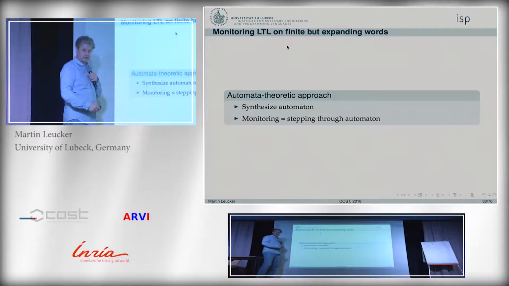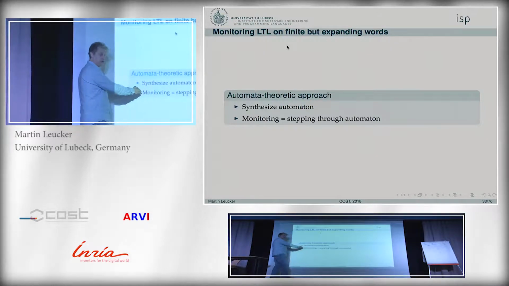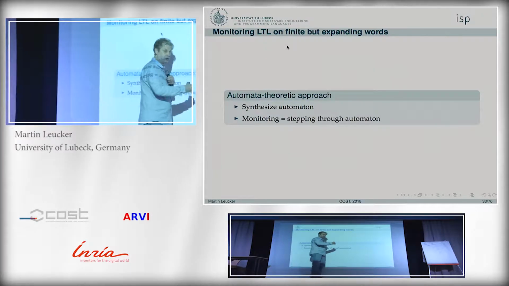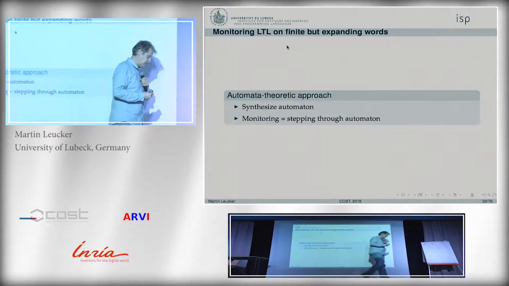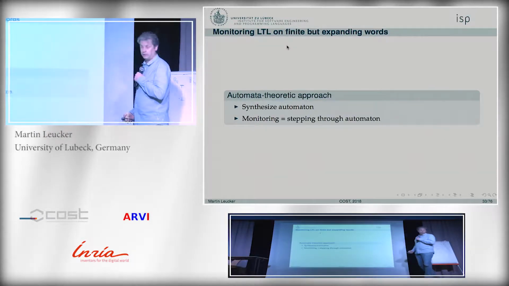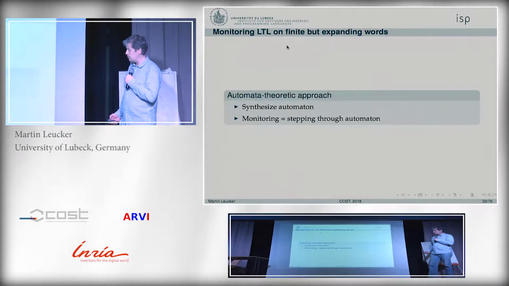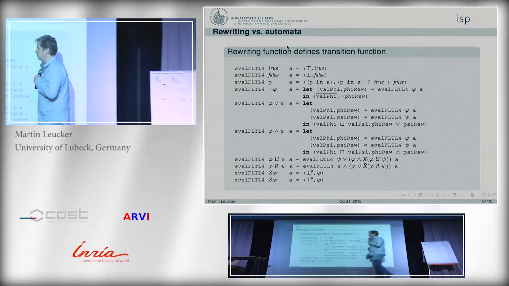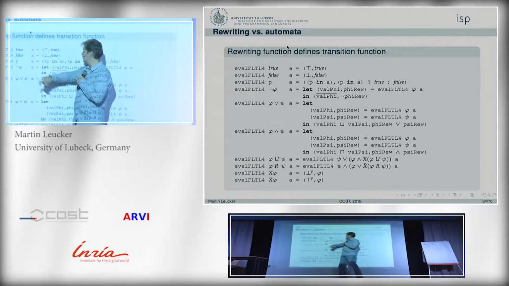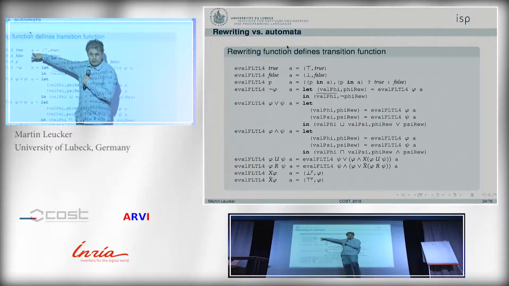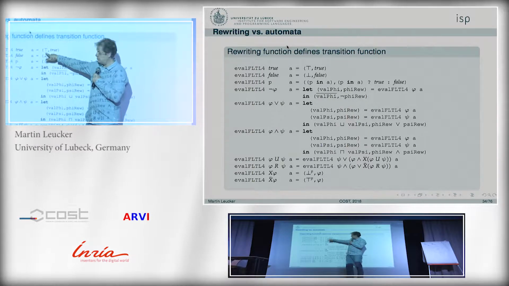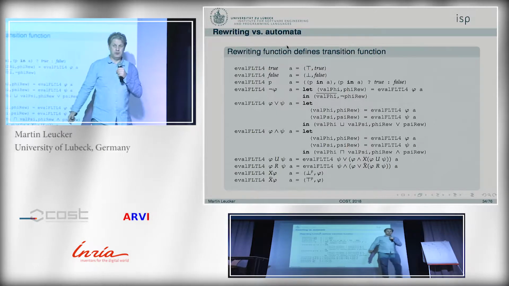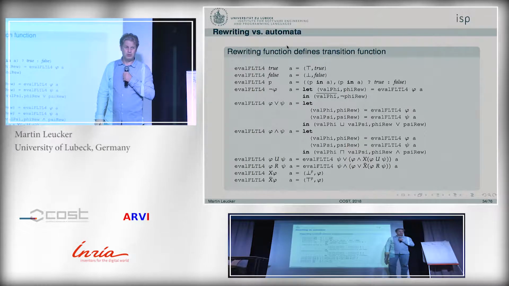So what is the automaton-theoretic approach? Well, we synthesize an automaton, and monitoring is then only stepping through the automaton step by step. It's a lookup in a lookup table, which is much faster than doing this recursive computation. But basically, this is an automaton, right? Call this guy a state. Call this guy the input action. Call this guy the output action. And call this guy a state. Then this is a Moore or Mealy machine.